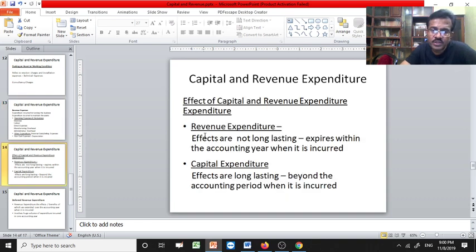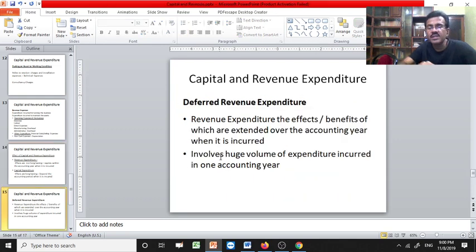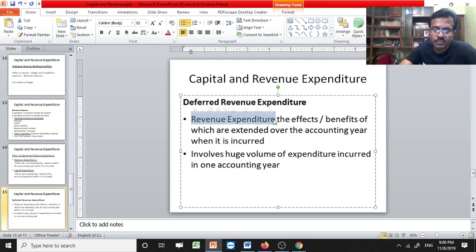As I told you, revenue expenditure effects are not long lasting, while capital expenditure effects are. There is certain other expenditure called deferred revenue expenditure. Deferred revenue expenditure are those expenditures, the effects and benefits of which extend beyond the accounting year when it is incurred. It involves a huge volume of expenditure incurred in one year. But you must understand that these are revenue expenditure only. In the normal course, this would have been treated as a revenue expenditure.